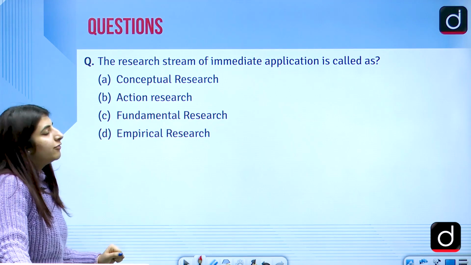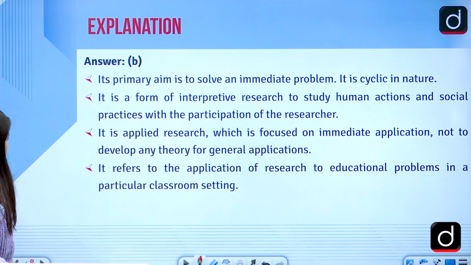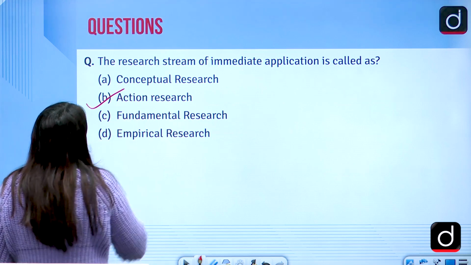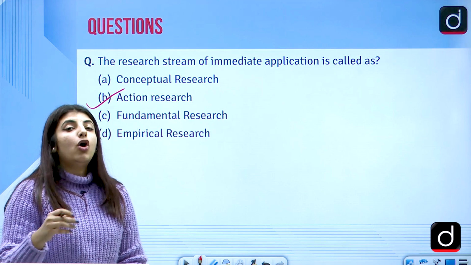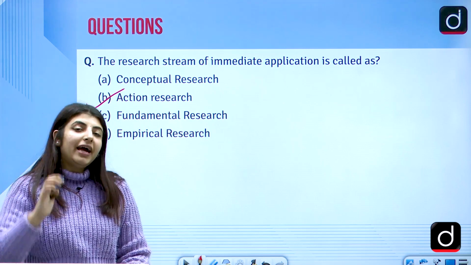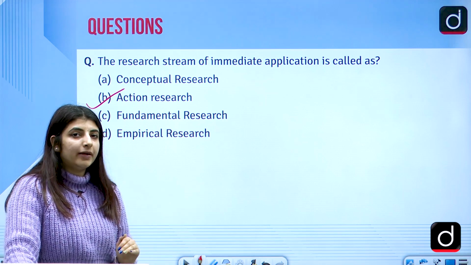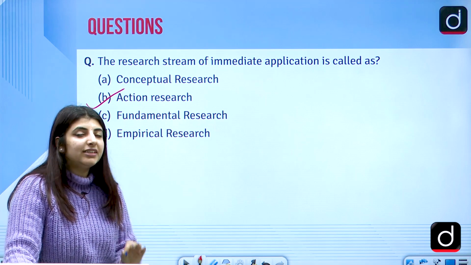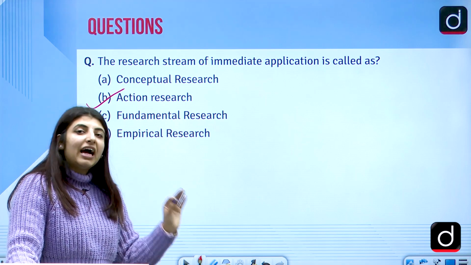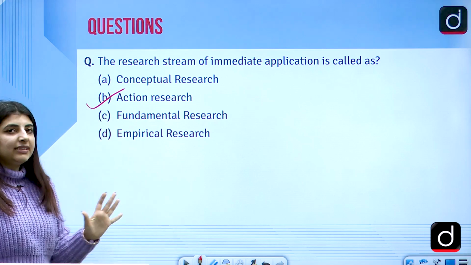The next question is, the research stream of immediate application is called as. The answer here for this question is option B, action research. Now, whenever you see action research or applied research, action research is a part of applied research only. First of all, remember this very differentiation, because students tend to get confused between action and applied research. So we have the answer as action research.